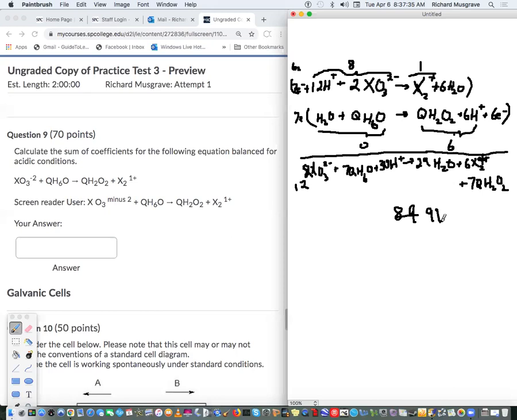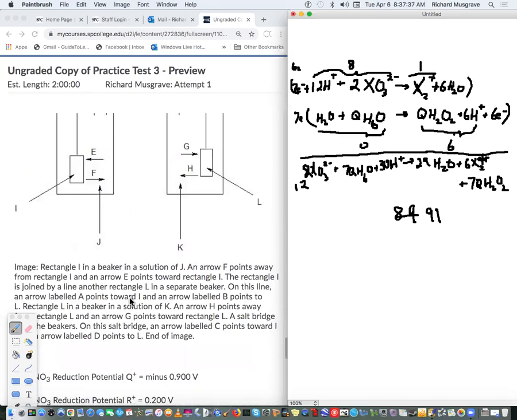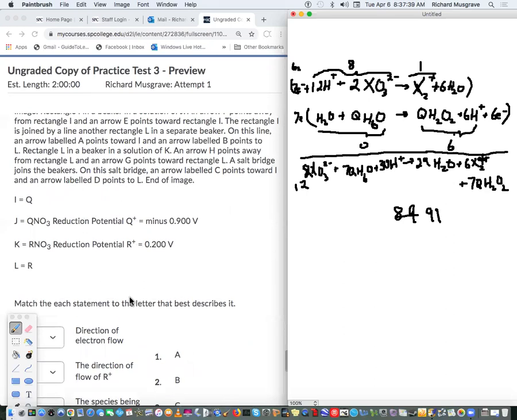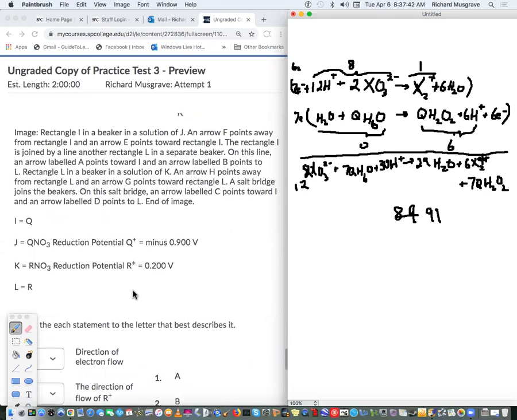Okay. So number 10, that's the direction of flow problem we talked about. And the first thing you should do is look at the equations that you're given.